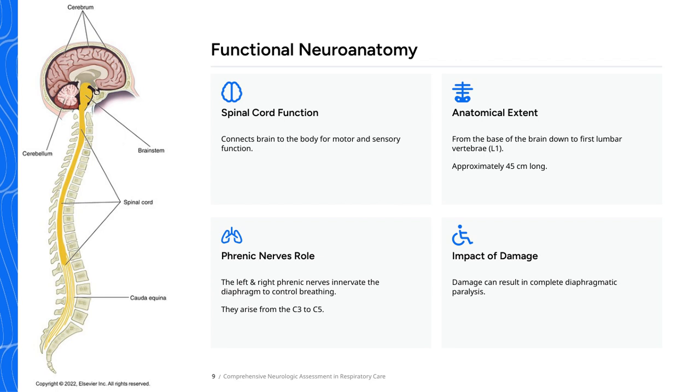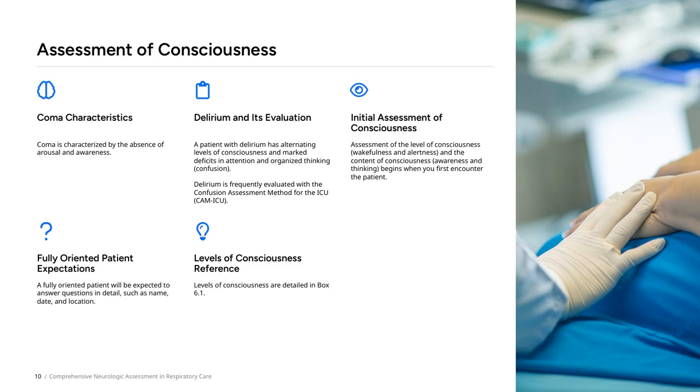It transmits motor commands and sensory information, which are essential for coordinated breathing and other vital functions. Understanding this neuroanatomy helps us appreciate how injuries at different points can disrupt respiration, emphasizing the importance of comprehensive neurologic assessment in respiratory care. Let's take a closer look at the assessment of consciousness, which is a crucial part of comprehensive neurologic assessment in respiratory care.